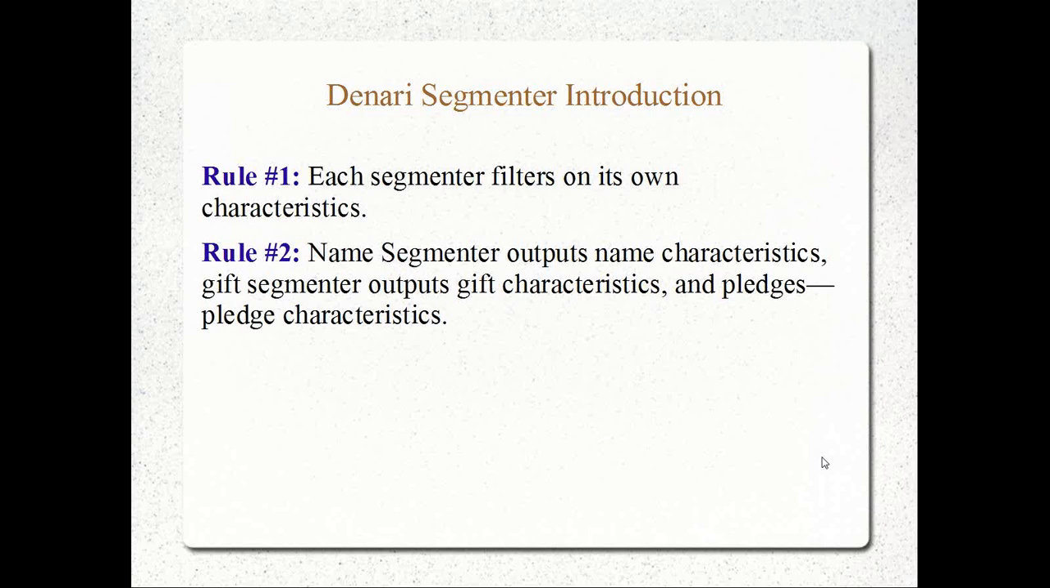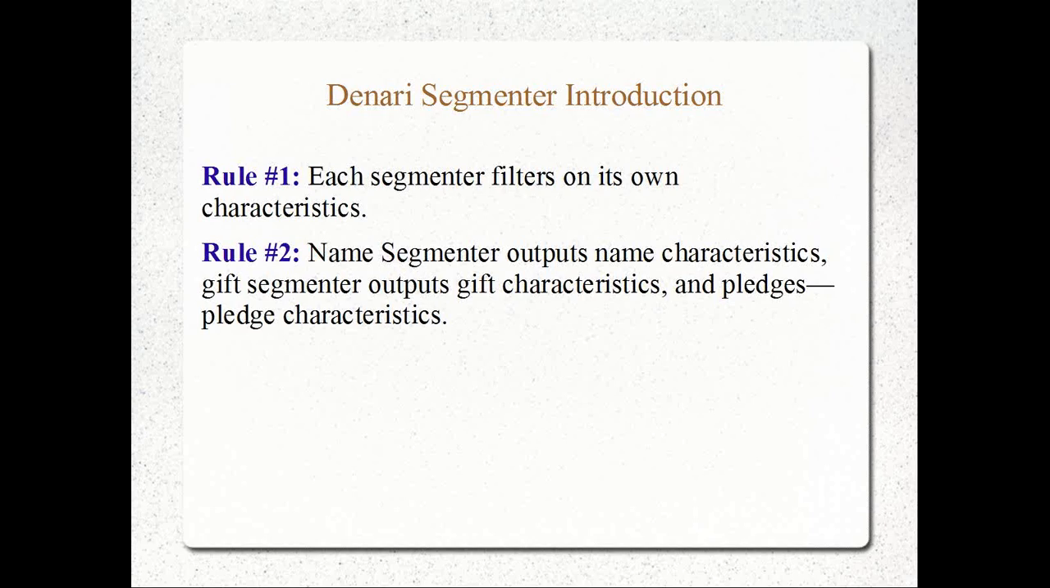Rule 2, Name Segmenter outputs name characteristics, Gift Segmenter outputs gift characteristics, and pledges, pledge characteristics. That simply means that if I want to get a list of gifts donated by anyone in a specific zip code, I won't get them in the output from Name Segmenter. There are ways to use segments as filters for other reports, so it is possible to get that information, just not from Name Segmenter itself.